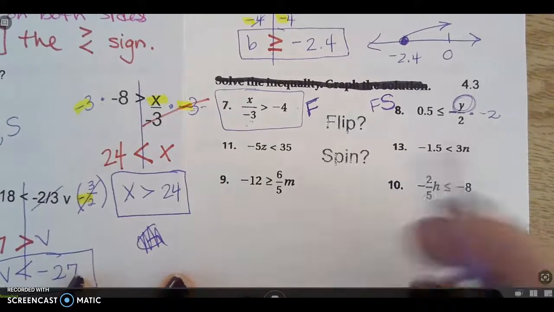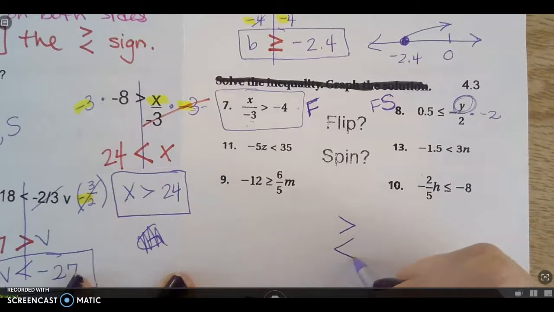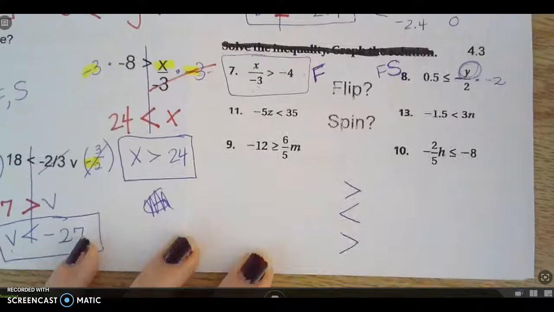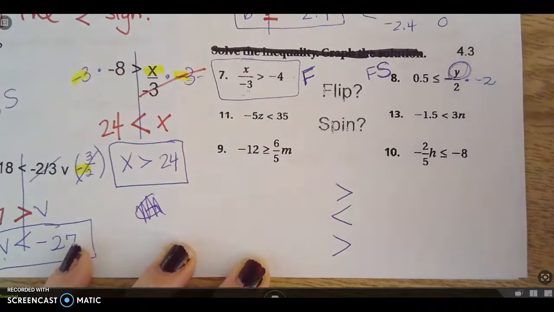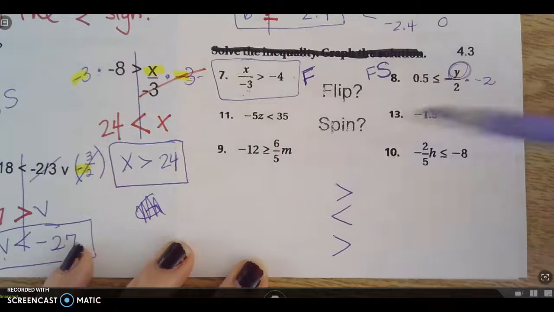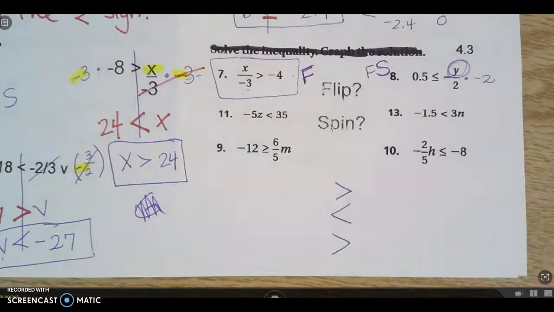So sometimes you'll have problems where it starts like this, you flip it so it's going the other way, and then you spin it around and it might actually end up back the same way it started. Okay? So pause and take a minute to talk to your neighbors about 11, 9, 13, 10, these 4. Talk about if those are going to be a flip or a spin. You don't actually have to work them out. Flip or spin. Pause, and then we'll go over the answers when we're ready.